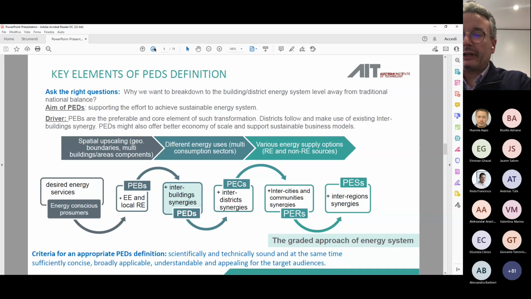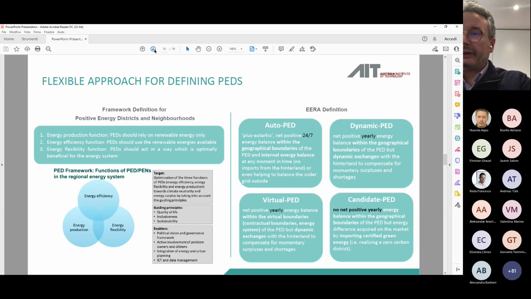I think this we can also skip. We then had a discussion on system boundaries, which is nicely summarized in the following slide, I think. Exactly. ERA came up with 4 preliminary definitions, because we found out a PET can be many things. There are different understandings, reaching from something like a candidate PET, a neighborhood that doesn't have a positive yearly energy balance, but that covers the delta between the demand and the local generation by purchasing green energy from the grid. This is of course the easiest way to do it.